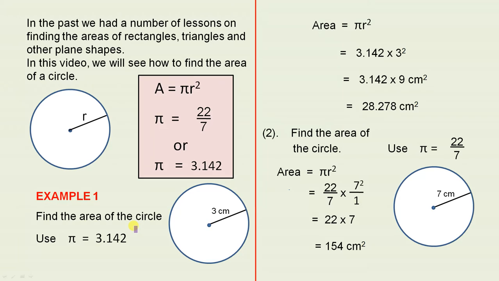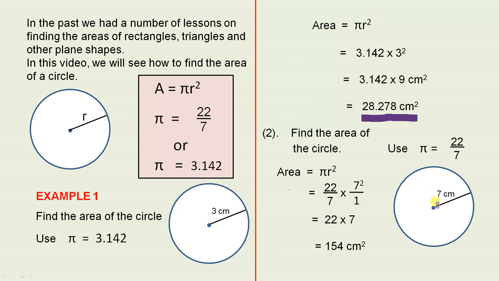Find the area of the circle. The circle has a radius of 3 centimeters, and we're asked to use pi as 3.142. So area equals pi r squared, which is pi times 3 squared, which is pi times 9 centimeters squared. So that's the area of the first circle.